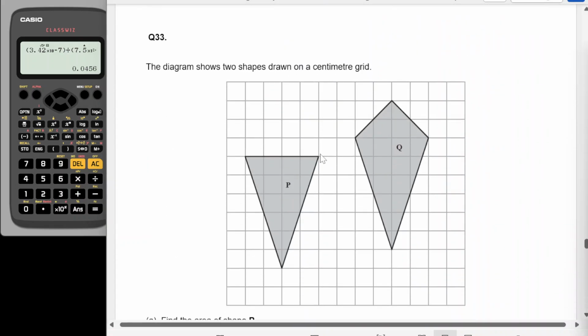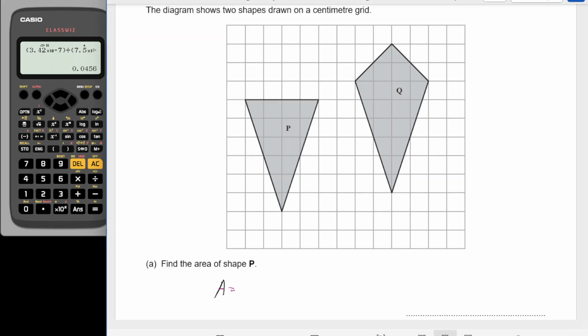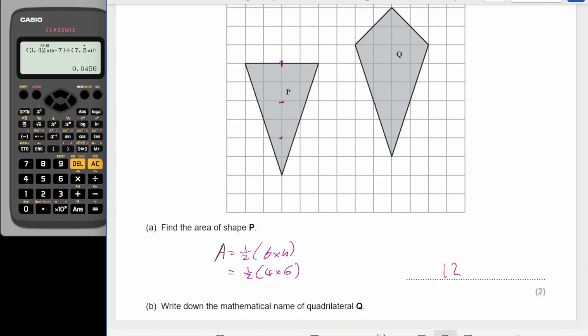Right, question 33. The diagram shows 2 shapes drawn on a centimetre grid. Find the area of shape P. So shape P is a triangle. The formula for the area of a triangle is a half base times height. So the base is going to be 4. The height is going to be 2, 4, 6. So that's going to be 12. And the unit is missing, so centimetres squared. Write down the mathematical name of quadrilateral Q, so that's going to be a kite.